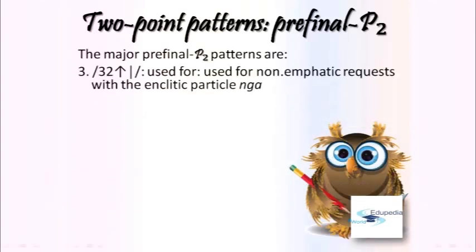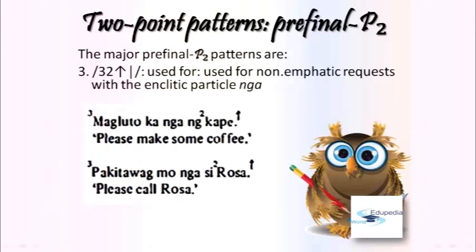The next pattern for prefinal pitch point we have is 3-2 up with a straight symbol. This is used for non-emphatic requests with the enclitic particle nga. Magluto ka nga ng kape. Please make some coffee. Pakitawag mo nga si Rosa. Please call Rosa.